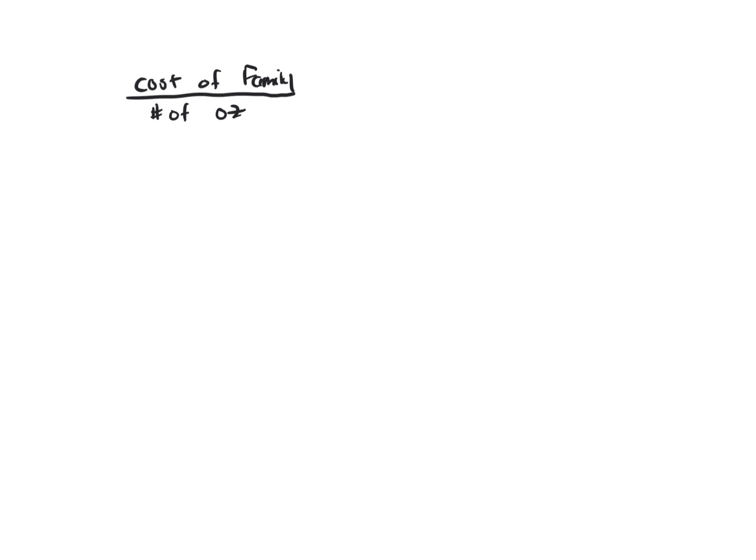We were trying to find the cost per ounce of a family size box of cereal. So to find that, we'd have to know the cost of the box, which is the numerator, divided by the number of ounces in that family size box. If you look at clue 1, it says family size box of cereal contains.